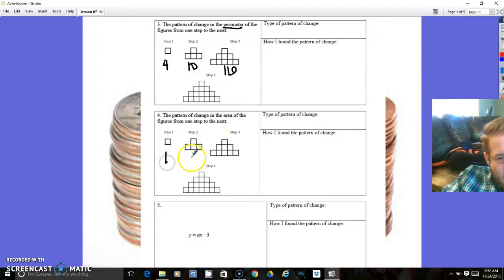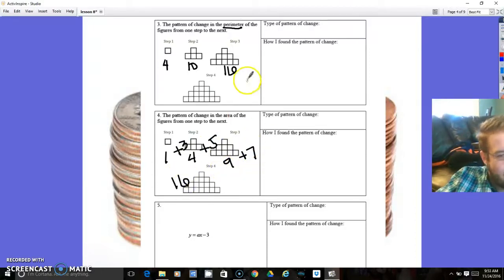Area. This is 1 block. This is 4 blocks. This is 1, 2, 3, 4, 5, 6, 7, 8, 9 blocks. And that's plus 3 and then plus 5. And I bet you the next one's going to be plus 7. So this should be 16 blocks. I'm not going to count them, but you can check me and make sure I'm right.